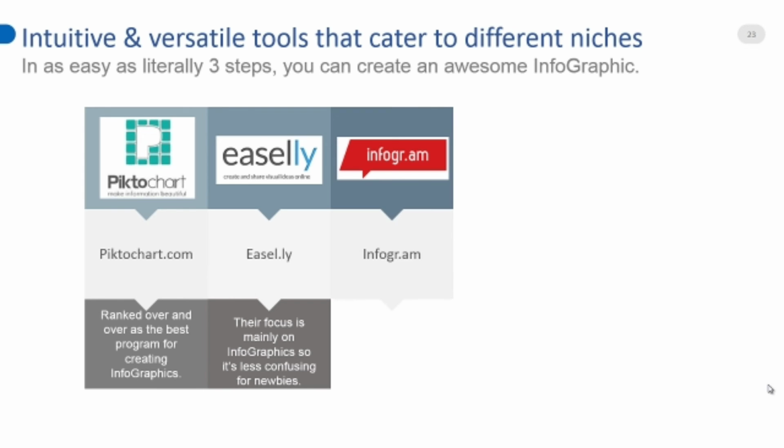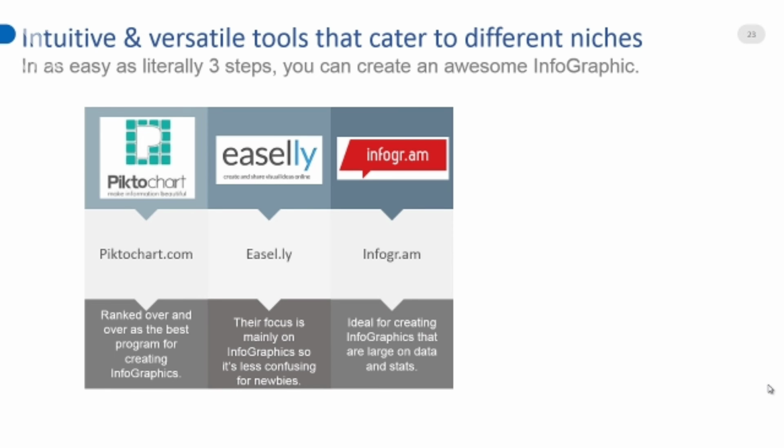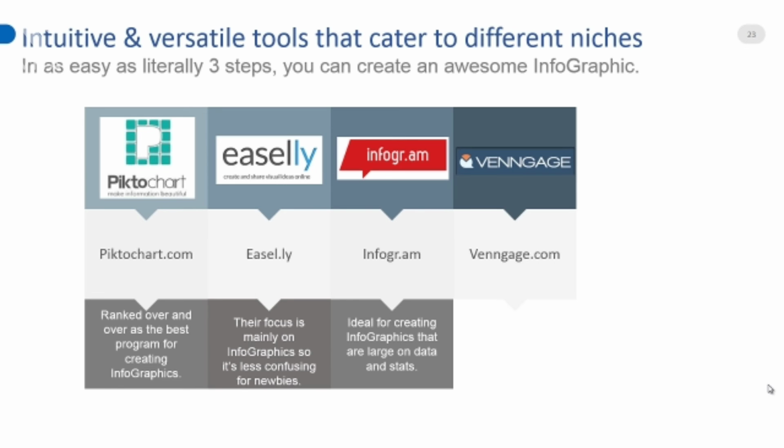And then of course we have Infogr.am, Infogram. And this is ideal for creating infographics that are large on data and stats and numbers. So if we look at the style that requires a lot of number crunching, a lot of data, this might be good for you. And fourth, we have Venngage.com.